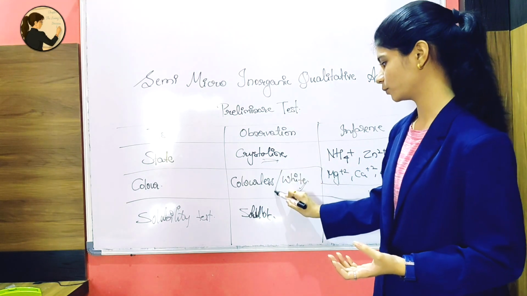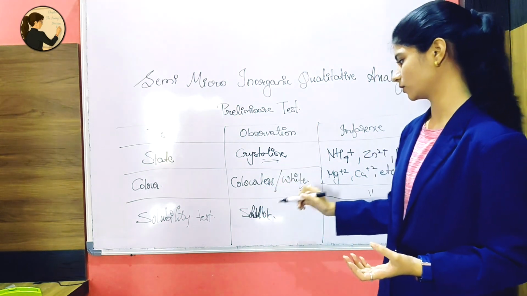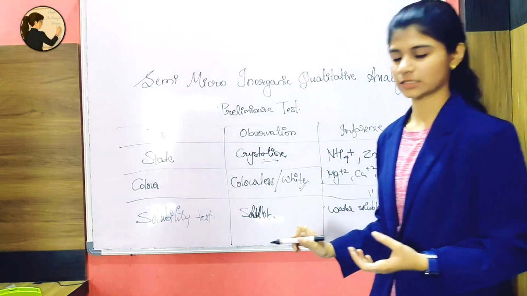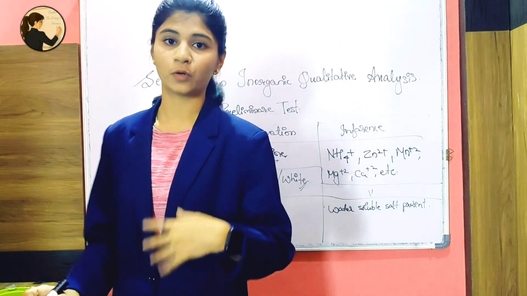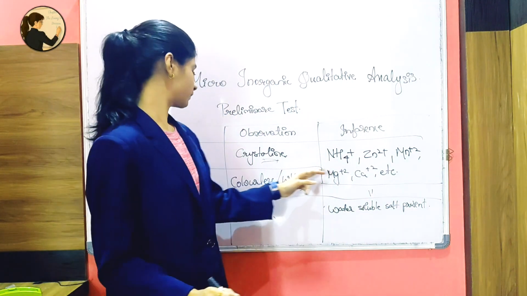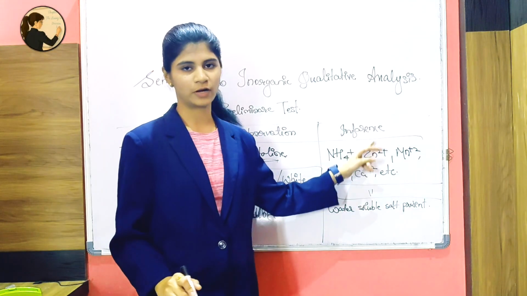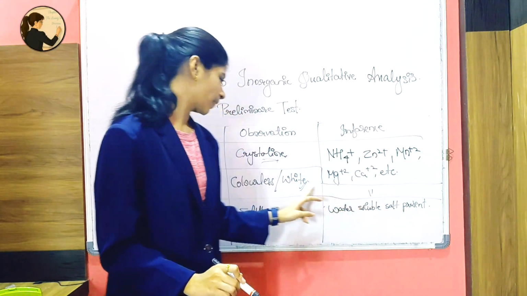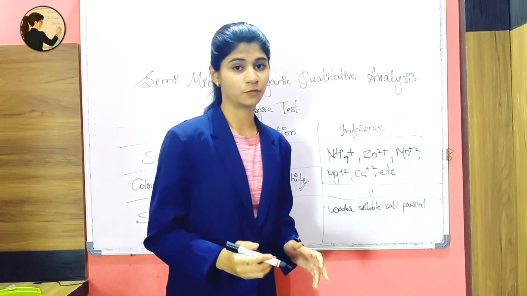You have to put here slash and write colorless or white. In inference, whatever you write in the state above, the same you have to copy paste in the color also. So next, what is that?